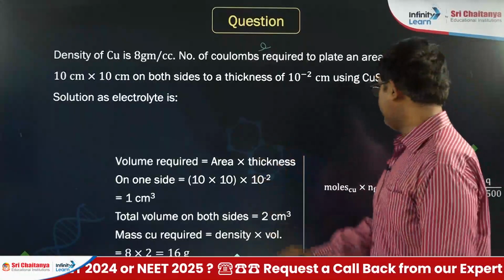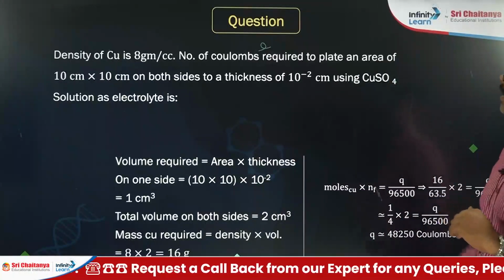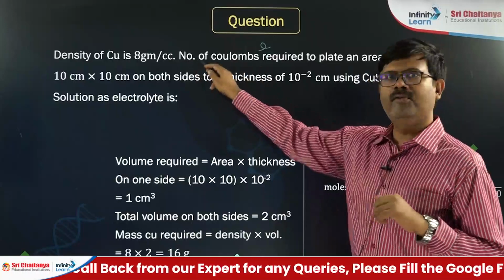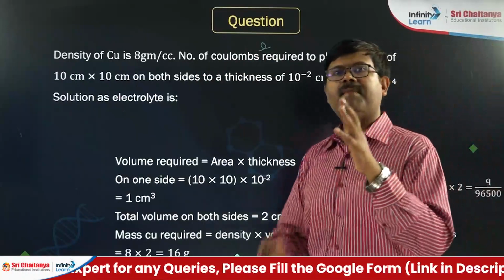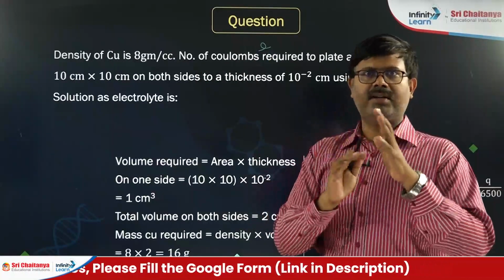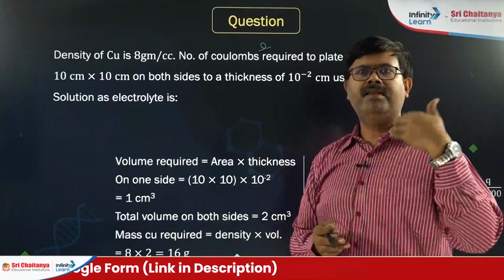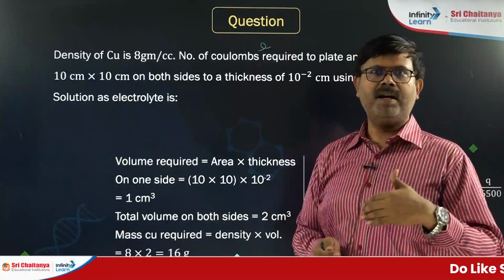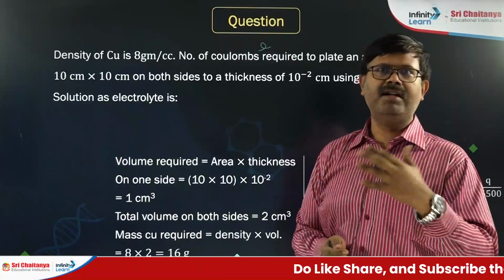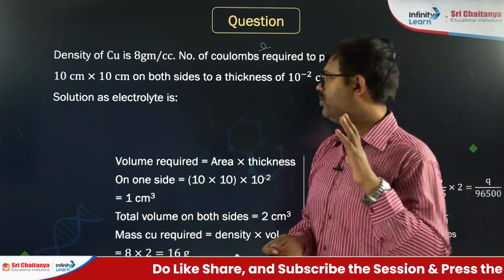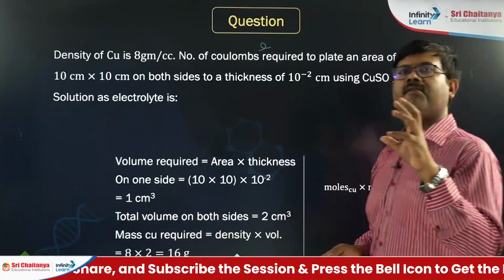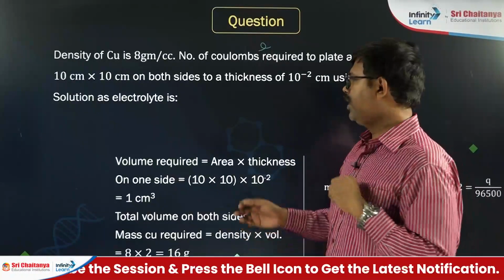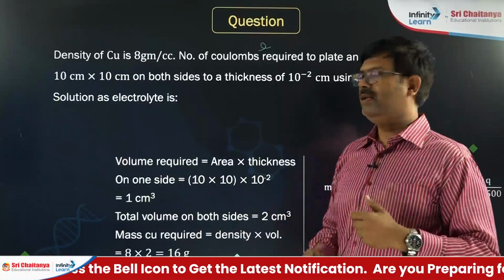And now see, what is the charge involved? We need to calculate the charge in terms of coulombs. First we will find the mass of copper depositing in total. Then convert that mass into moles of copper. Moles into n factor is equal to Q by 96500. By using that we can get the charge. So the first point is finding the mass of the copper. How will we get the mass of copper depositing?